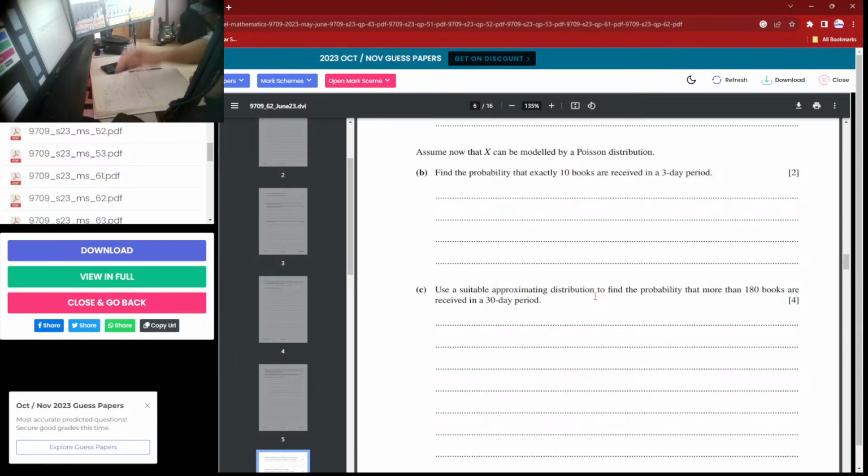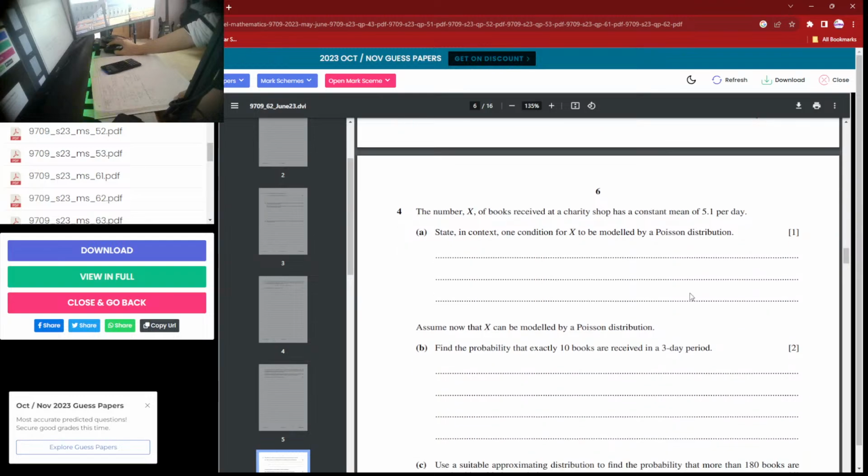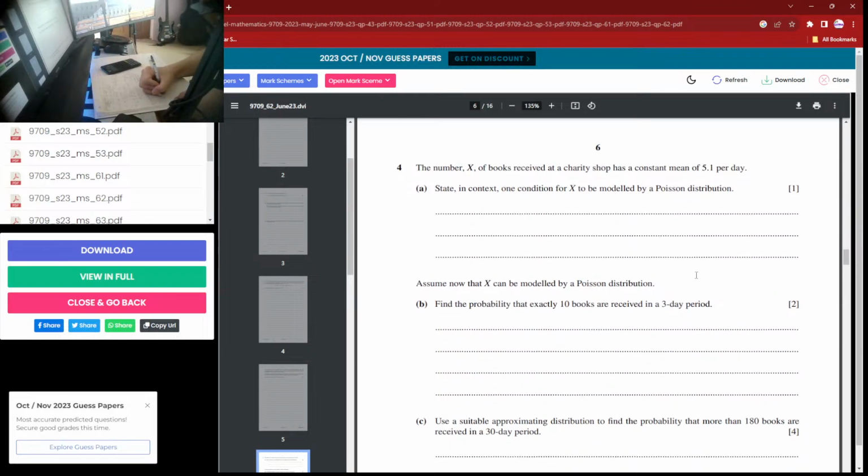Okay, moving on. Use a suitable approximating distribution to find the probability that more than 180 books are received in a 30-day period. Okay, 180 books. So for C, we would find the mean first. So 30 days, 30 times 5.1 gives us the mean. So our mean is already more than 5. So that's why we can't use the Poisson.